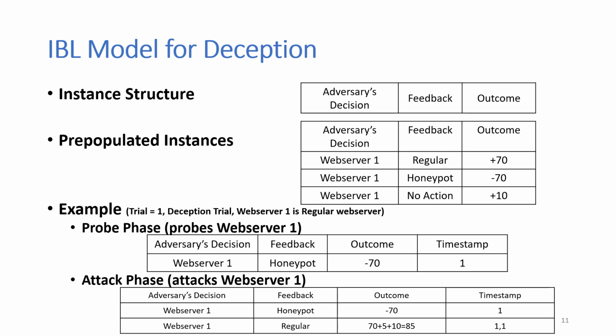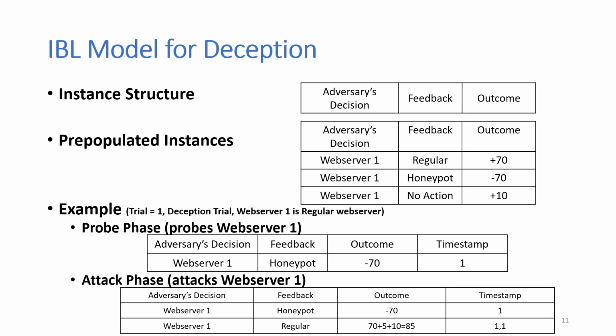Let's suppose the adversary is in trial one, and he probes web server one, and trial one happens to be a deception trial. Basically, it just shows him the opposite feedback, meaning the opposite state of the system. Here, web server one happens to be regular, however on probing he gets the feedback as a honeypot. So the adversary's mind registers that he is getting minus 70 for this particular action. For that instance we also store the timestamp, denoting at which trial he faced it.